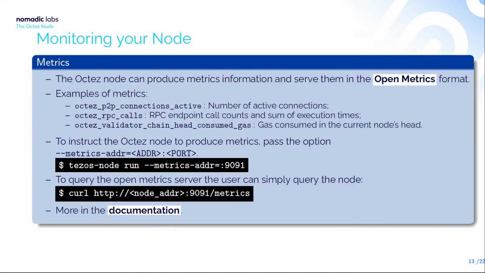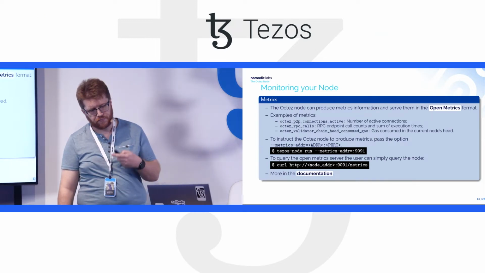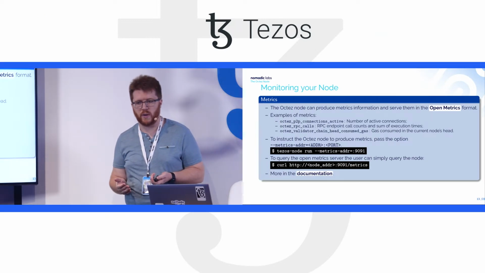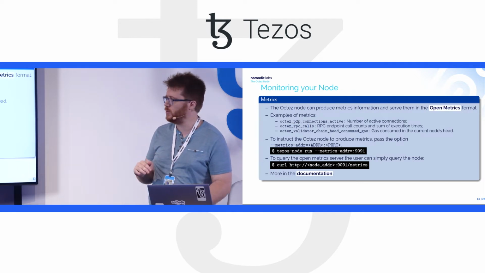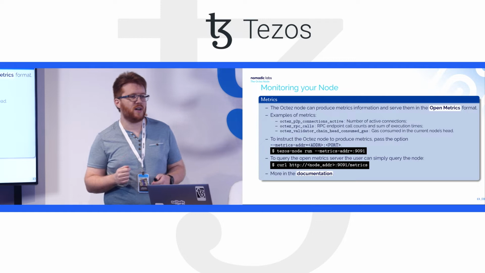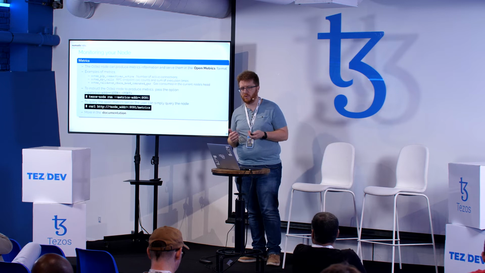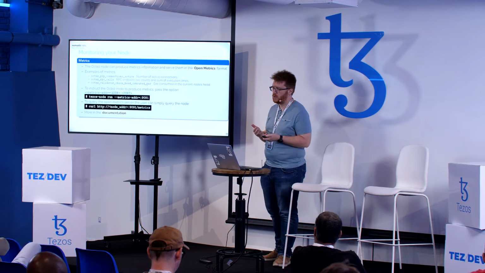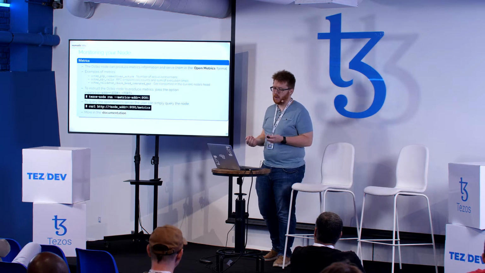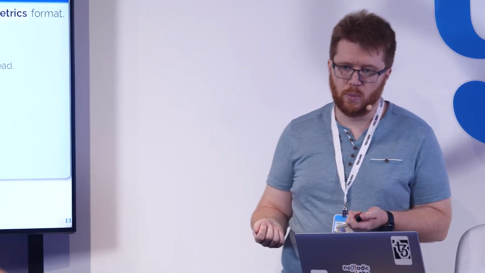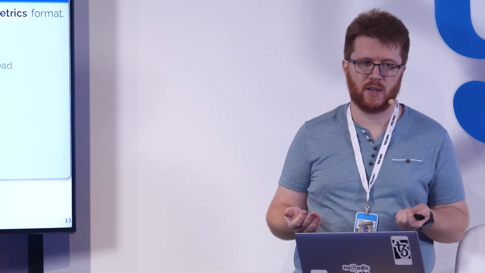Another thing that you can do if you run your own node is monitor it. We provide some metrics that the Octez node can produce if you use the dash metrics option. Those metrics will give you some information about what happens in the node. There are a lot of metrics. We won't go into details. Again, look at the documentation. But you can find some information about, for example, the number of active connections of your node, the number of RPC calls that are made to your node. So you can check if your application is making too many calls to the node or things like that.